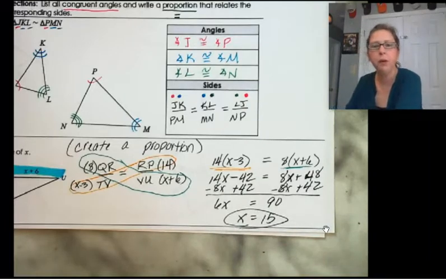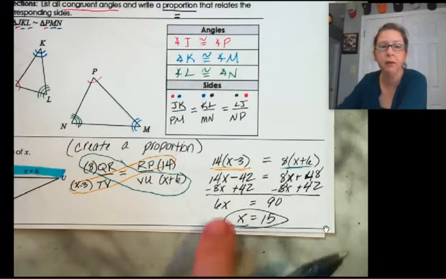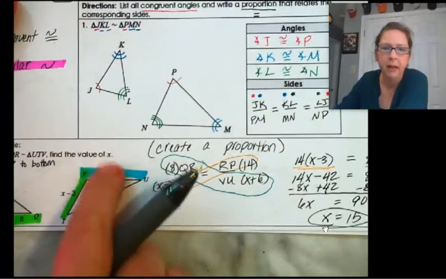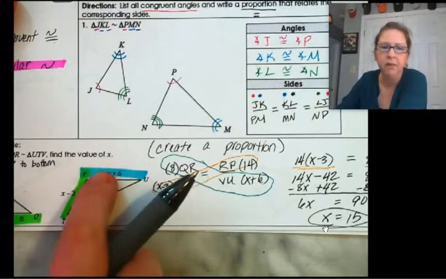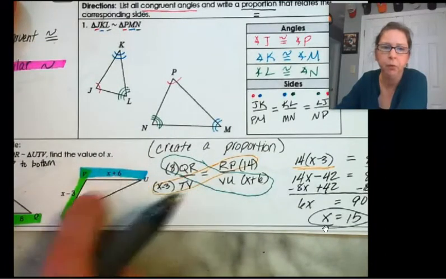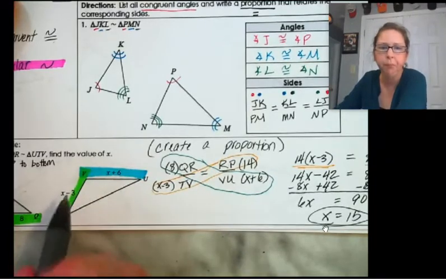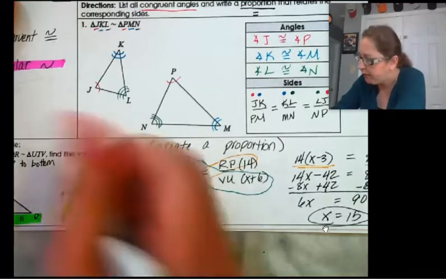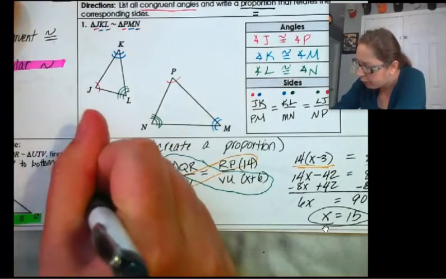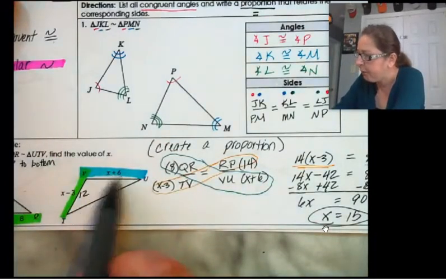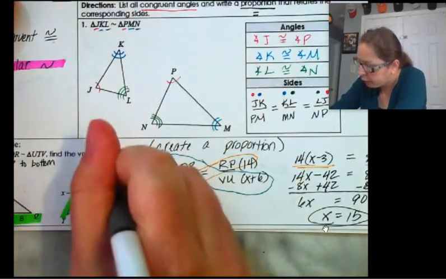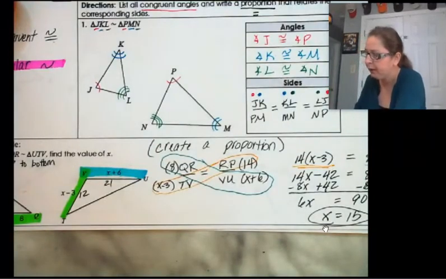Okay, so they just wanted me to find the value of x. So x equals 15. If for some reason they had asked me to find the length of one of these sides, VU or TV, all I would do is plug these in. So 15 minus 3 would be side, this is 12. And 15 plus 6, this side would be 21. Okay, 21.